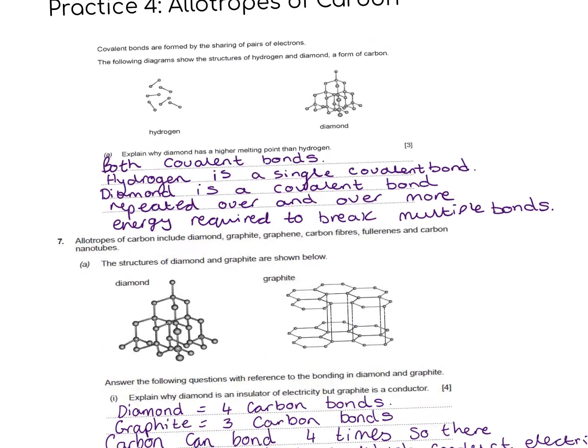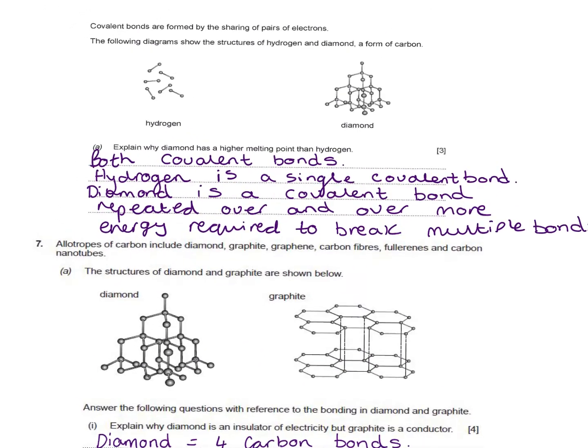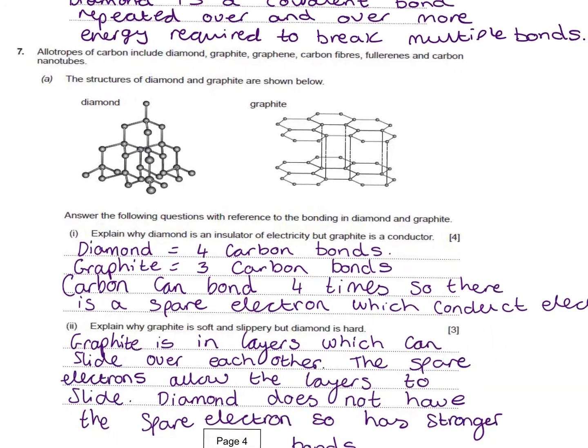Looking then at covalent structures, explain why diamond has a higher melting point than hydrogen: it has more covalent bonds. Hydrogen is a single covalent bond, whereas diamond is a covalent bond repeated over and over again. You might have heard the word giant covalent, and it needs more energy because you have to break multiple bonds.